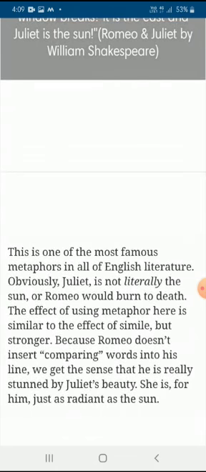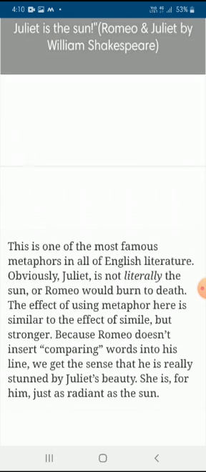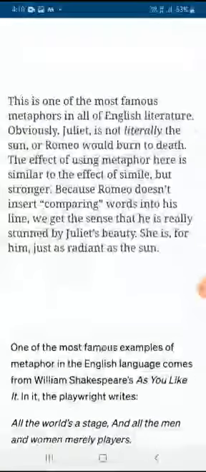These lines occur in the play Romeo and Juliet, written by William Shakespeare. This is one of the most famous metaphors in all of English literature. Obviously, Juliet is not literally the sun, or Romeo would burn to death. The effect of using metaphor here is similar to the effect of simile, but stronger. Because Romeo does not insert comparing words into his line, we get the sense that he is really stunned by Juliet's beauty. She is, for him, just as radiant as the sun.